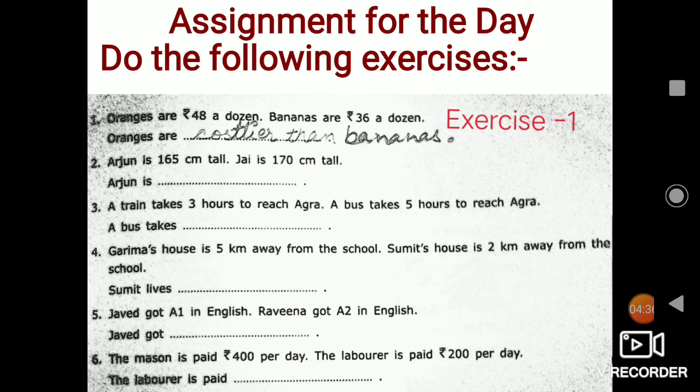Okay. Now children, this is all for today. And assignment for the day is do the following exercise. So I have given you only 2 exercises for today.